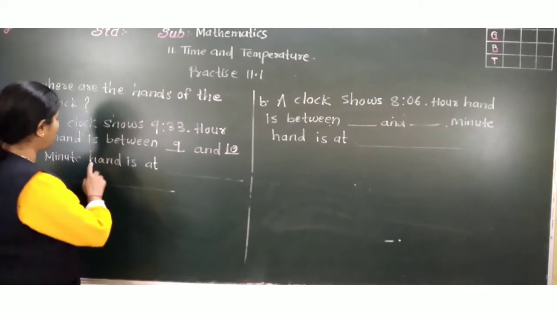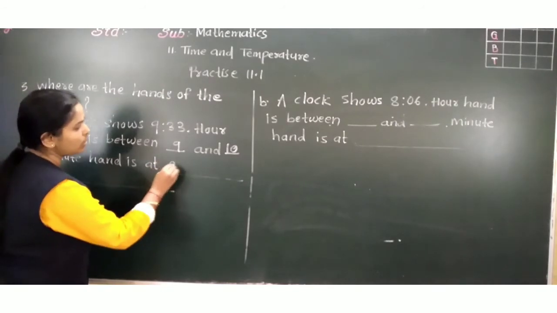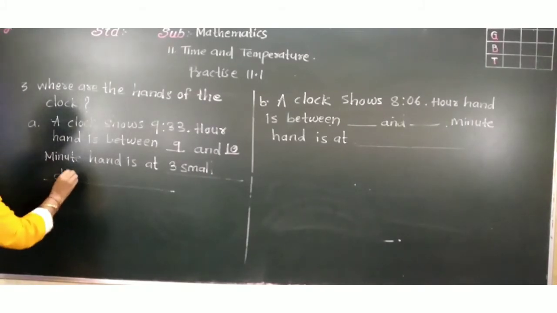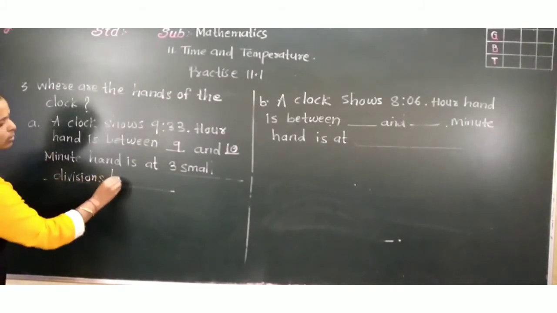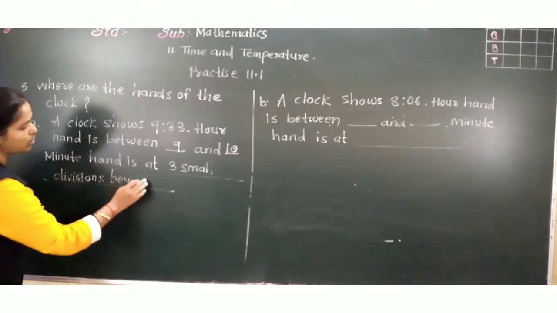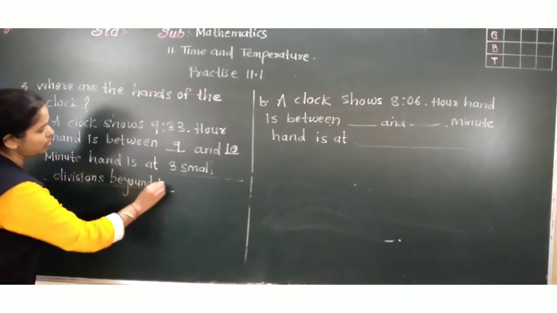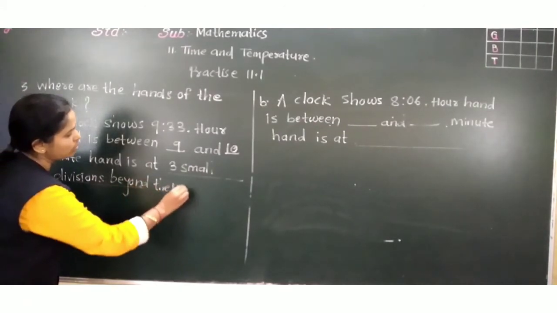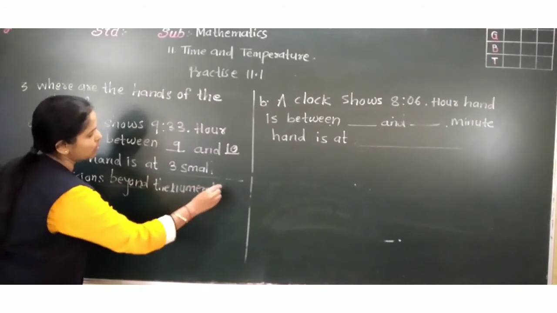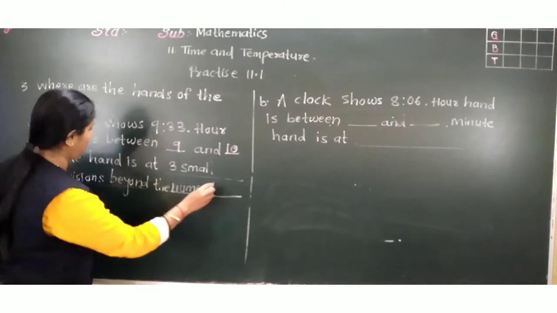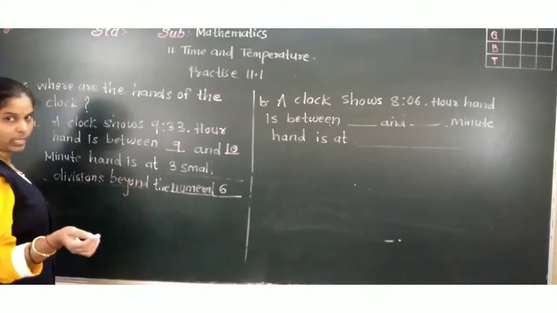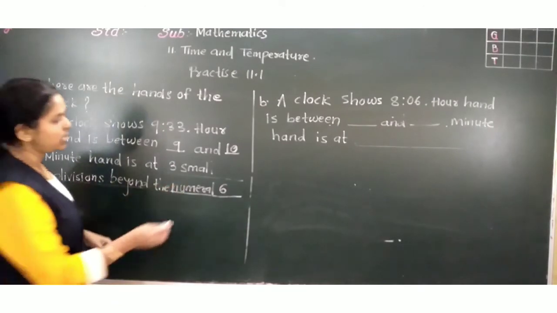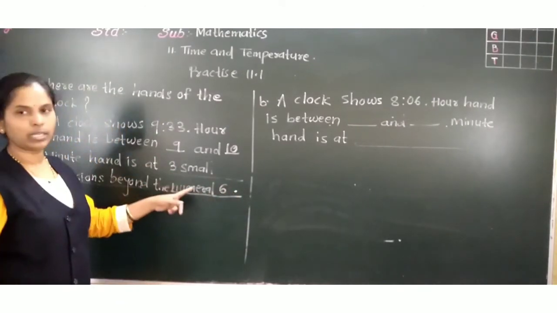That is minute hand is at 3 small divisions beyond the numeral 6, because 6 5s are 30 plus 3 small divisions, that is 3 small divisions beyond the numeral 6. So the time is 9:33.